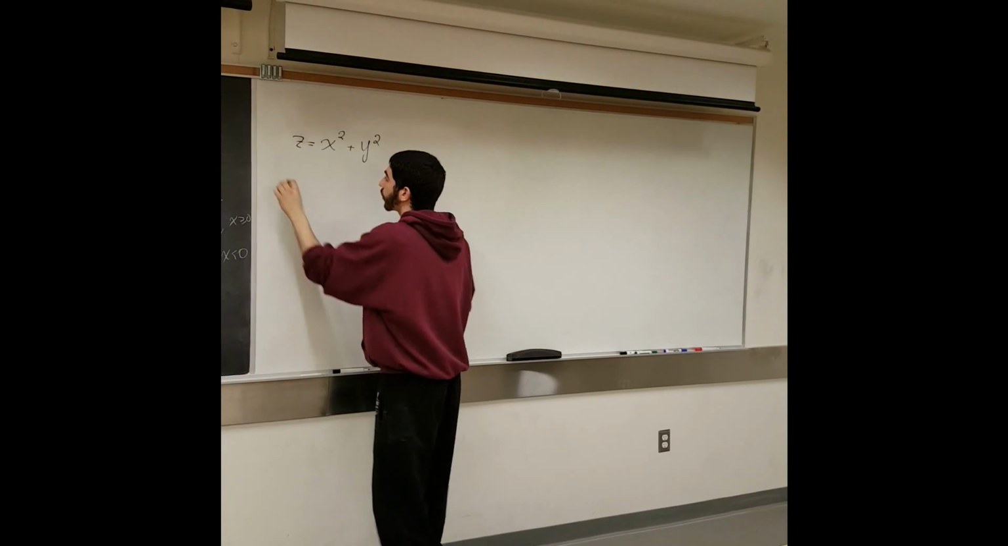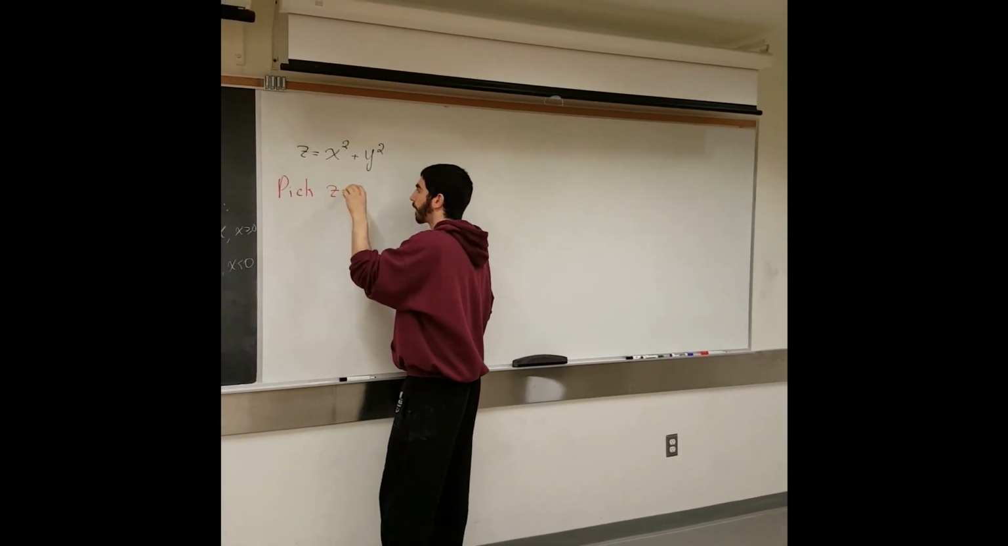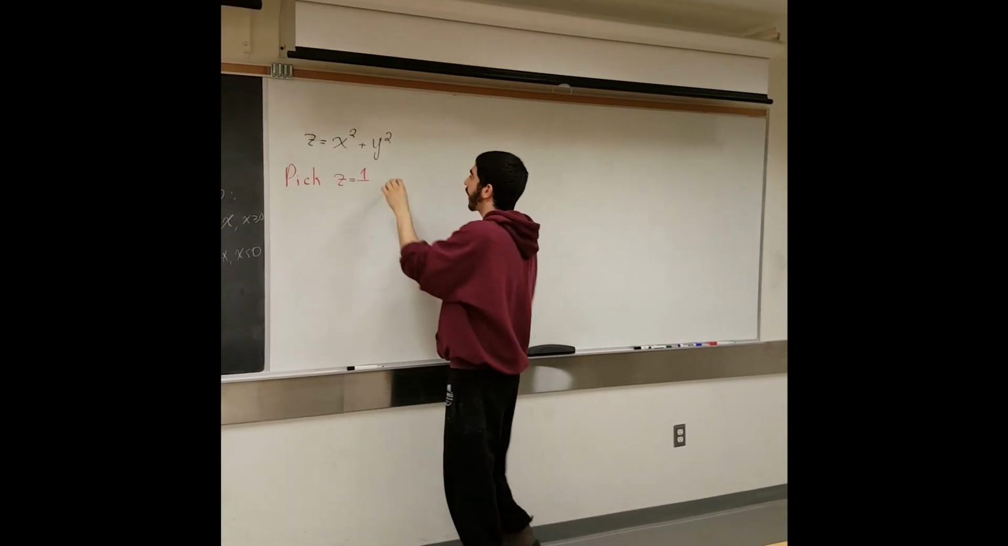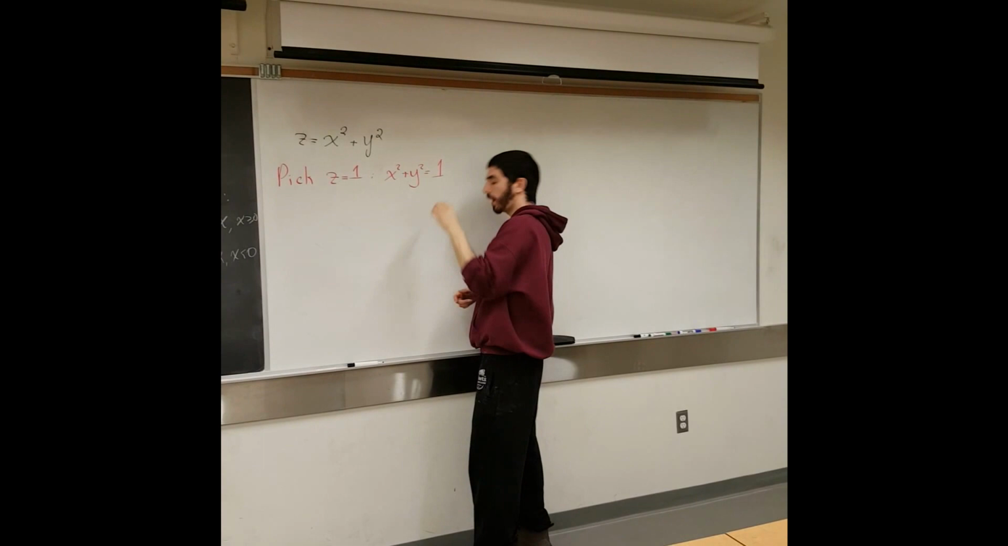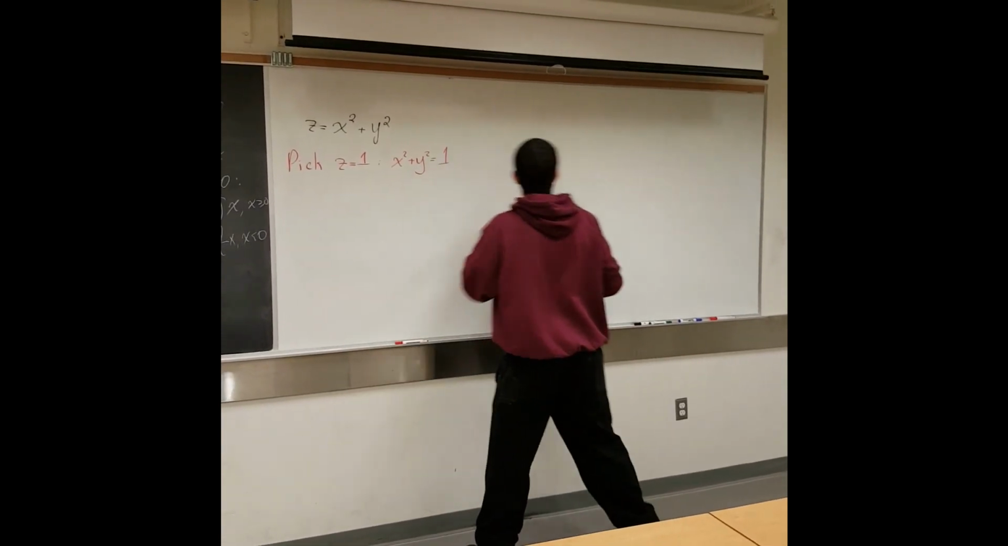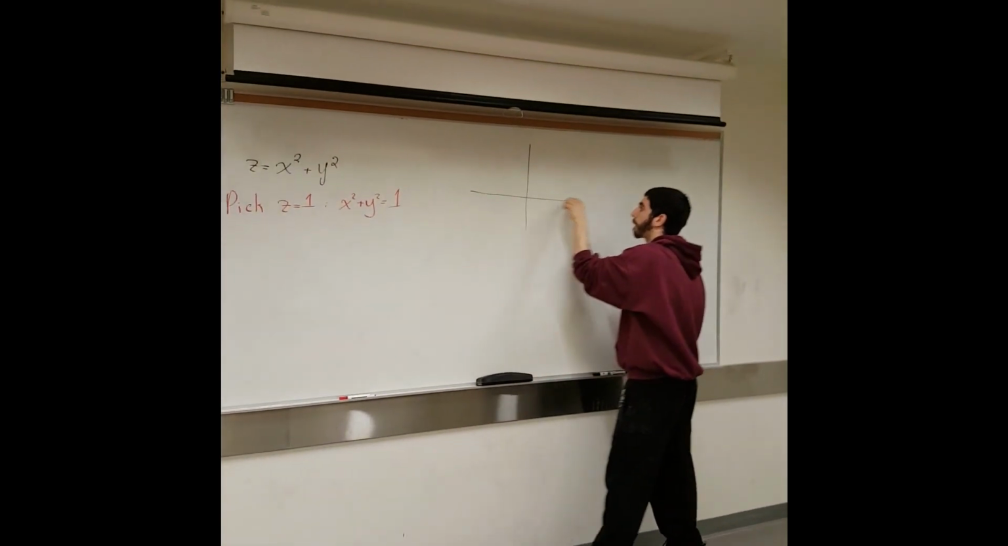Okay, so let's start. What's the easiest one? 1, right. Because when you get 1, then x squared plus y squared is equal to 1, and that's a circle. We've seen that before. So watch, I'm going to plot the level sets here.